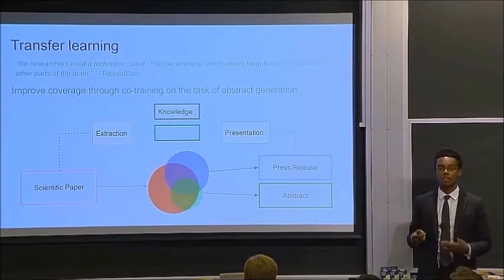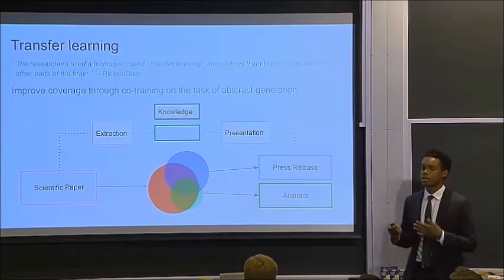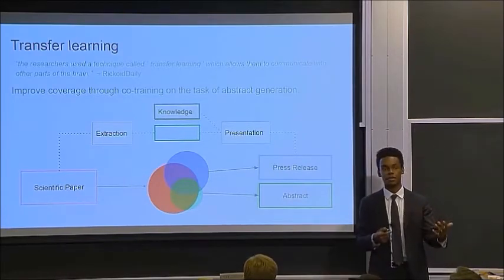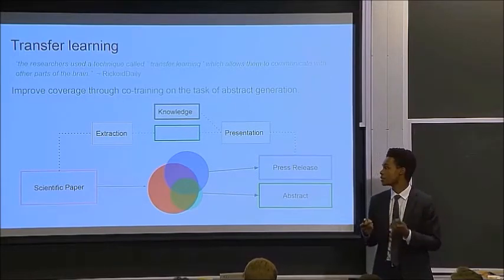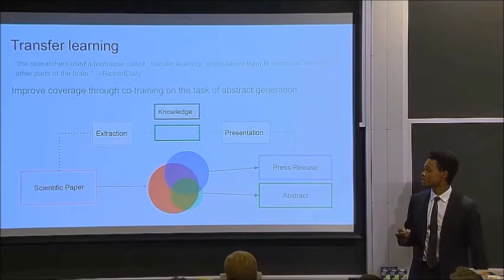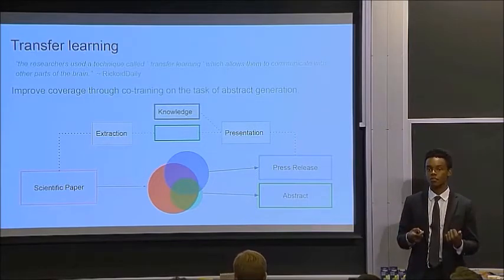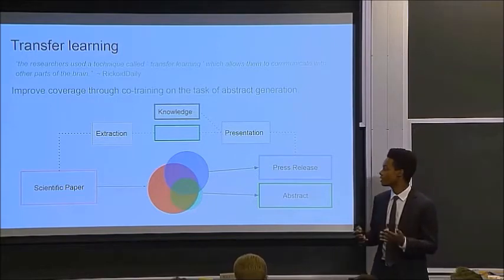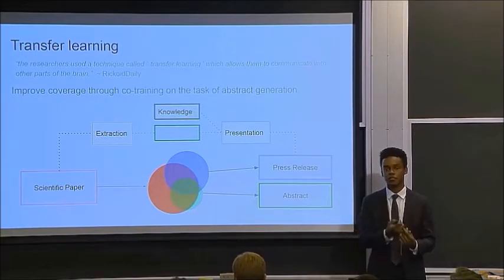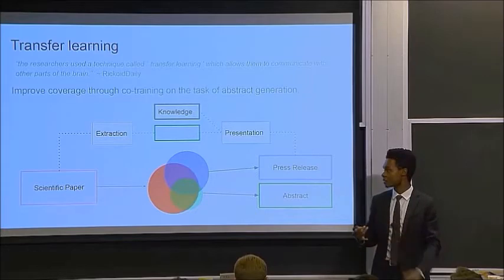So this is our main contribution, transfer learning. So in a nutshell, transfer learning on a task A is choosing a similar task B, co-training on that with the hopes that performance on A will improve. And so in our case, we improve coverage of our models by co-training on the task of abstract generation. So namely, we combine a data set consisting of scientific papers from arXiv and their corresponding abstracts into our press release data set.